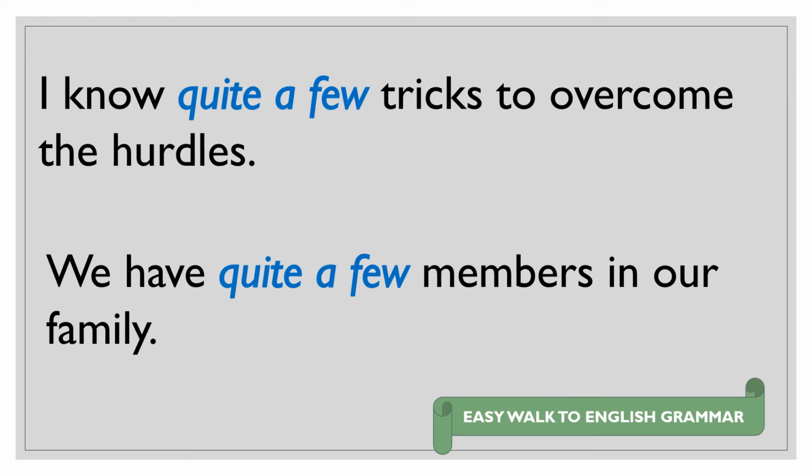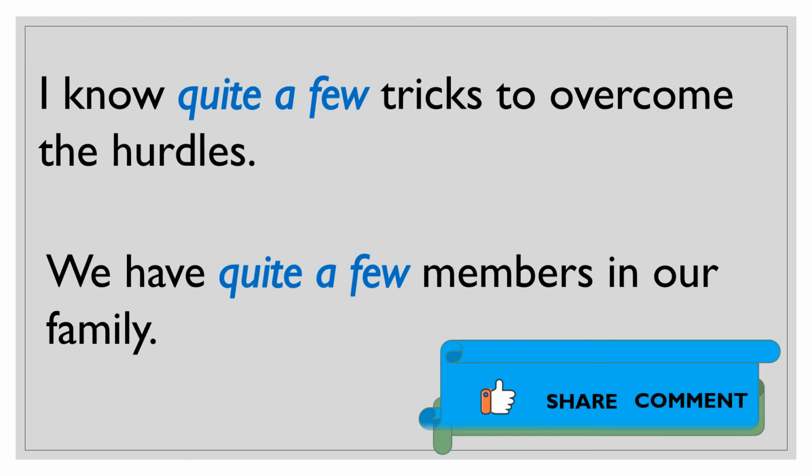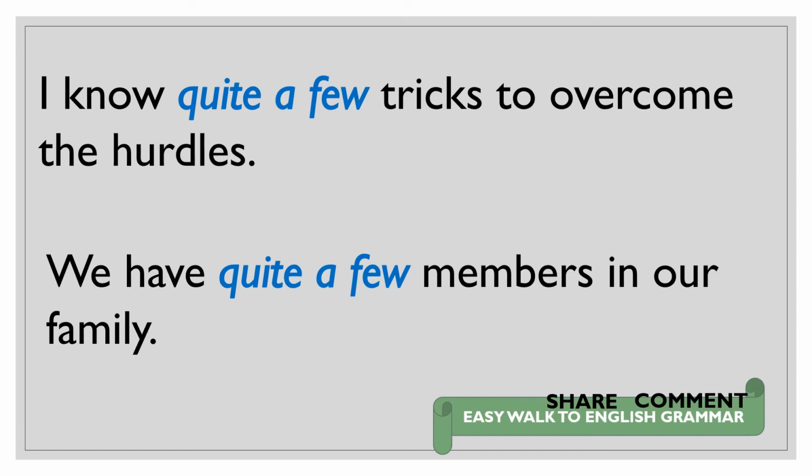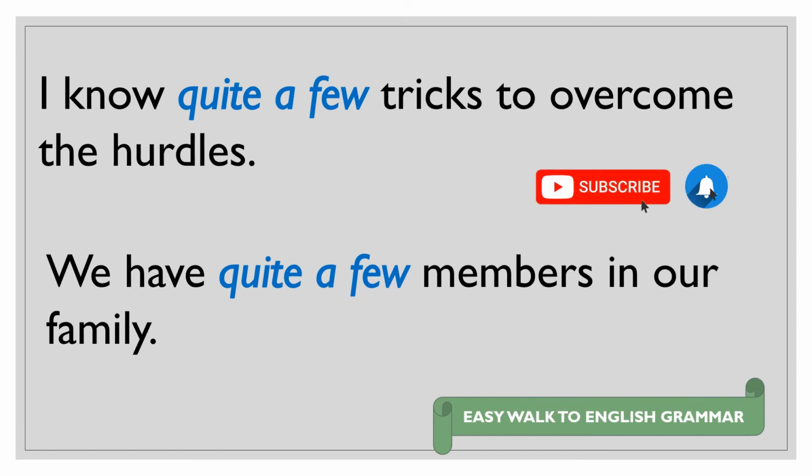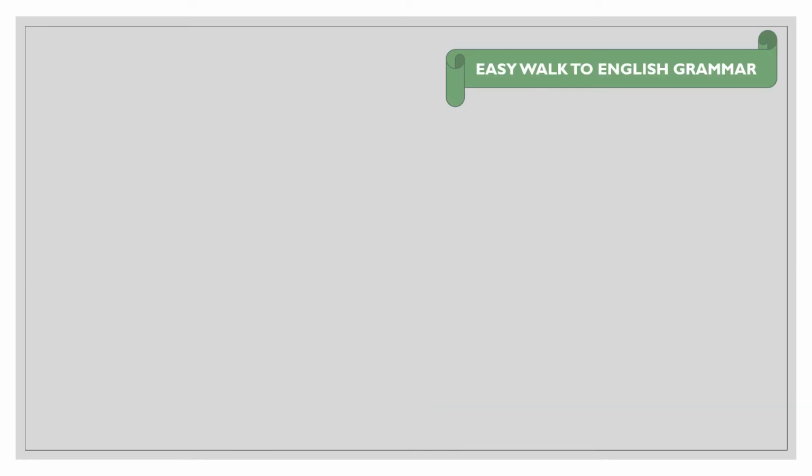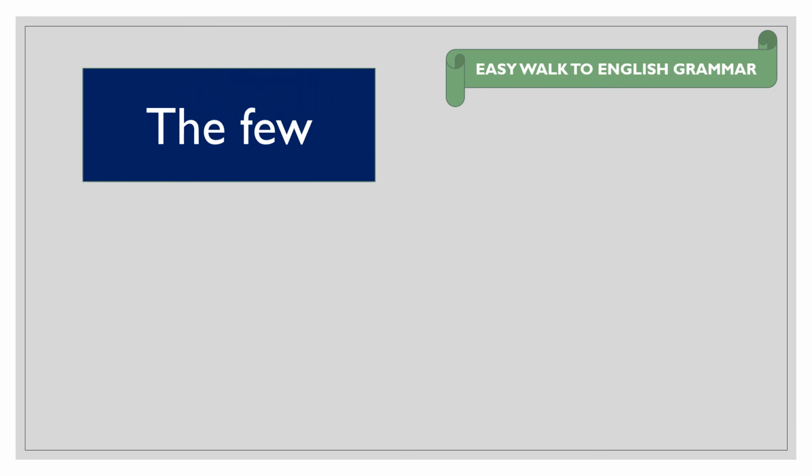Likewise, we have quite a few members in our family. Quite a few members in our family. What does it mean? We have a lot of members. We have a number of members. Ours is a large family, a big family. That's a difference. How does the meaning change when we add the article the in front of few?